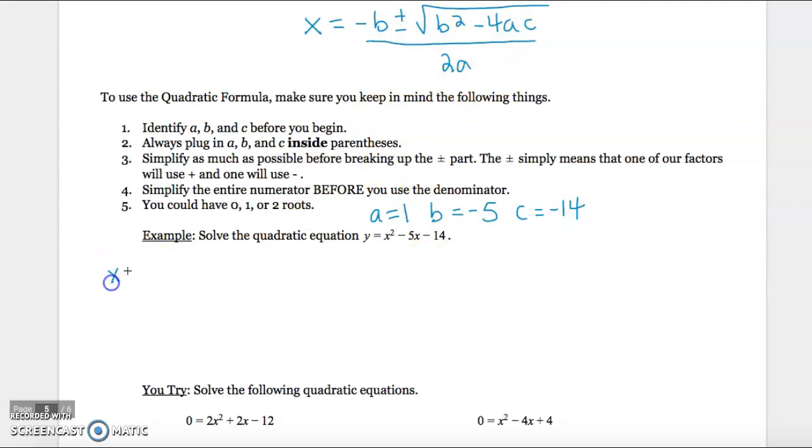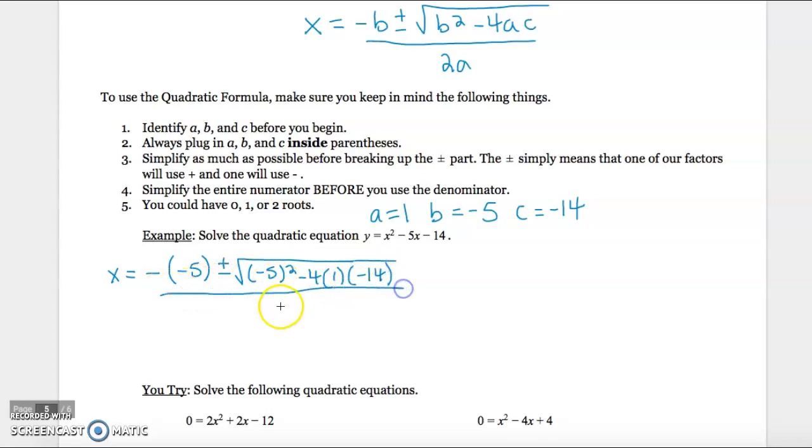So we get x equals negative, our b value is a negative 5, plus or minus square root b squared minus 4 times my a value, which is 1, times my c value, which is negative 14, all over 2 times my a value, which is 1. Okay, so now I'm going to start simplifying. So my negative 5 becomes a positive 5.